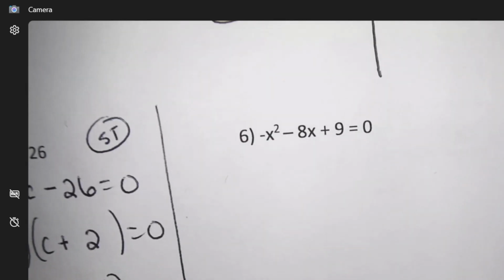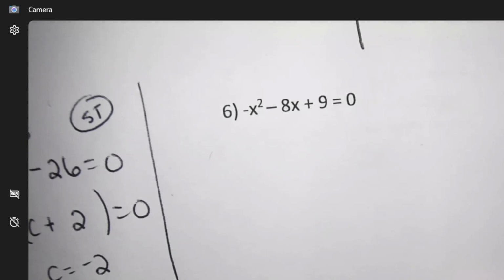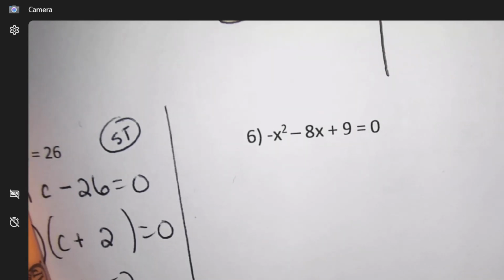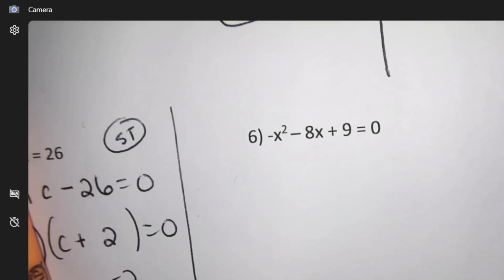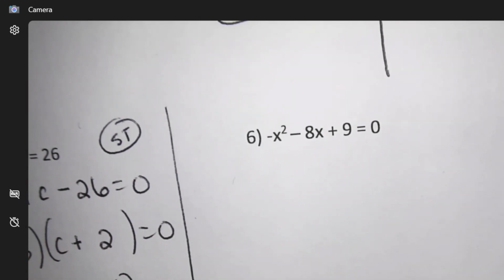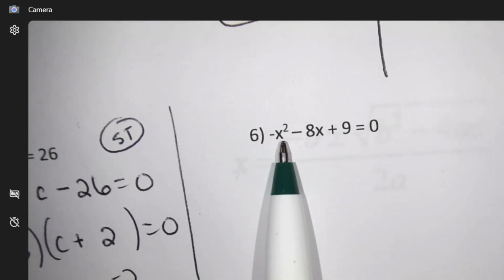Okay, number 6. I'm going to tell you that I just don't like this one. There's something about it that's not fun. What's that thing that I don't like? I don't like having a negative boss. This is the boss. It's negative. So how could I adjust that?